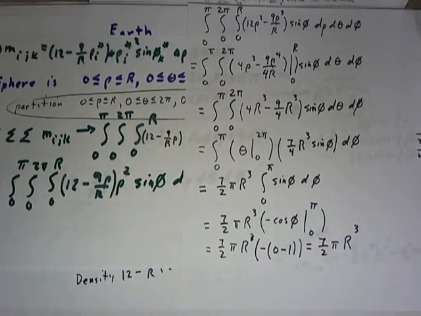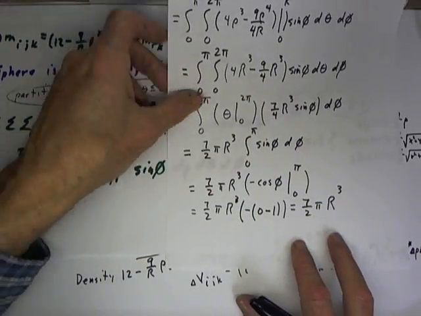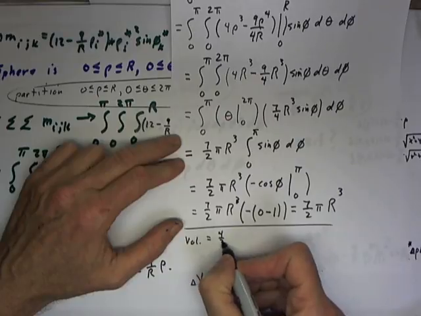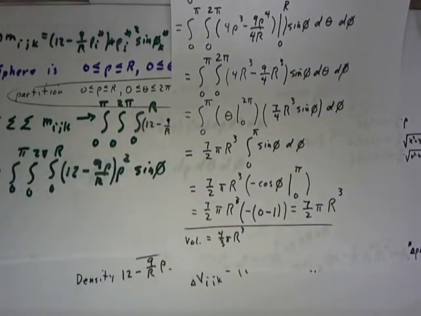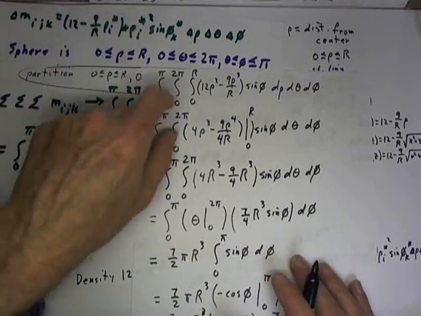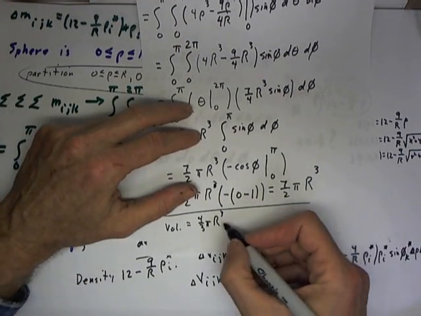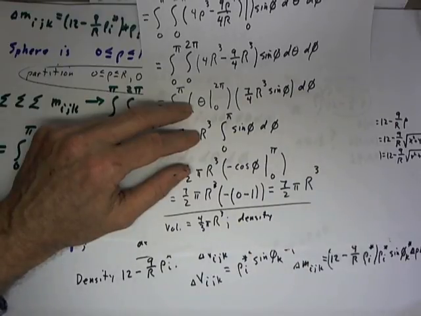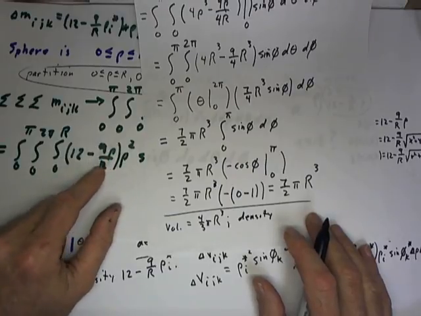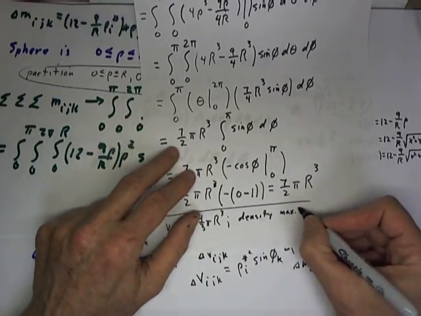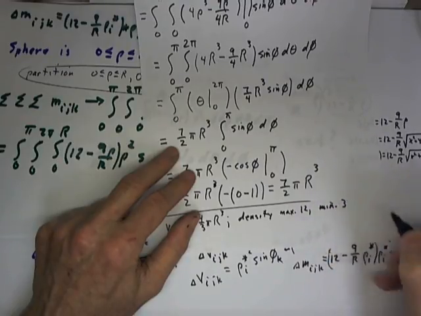I find this result bothersome because the volume of the Earth is 4/3 pi R cubed, something we could have easily obtained with an integral of this nature, just by integrating rho squared sine phi d rho d theta d phi over the same limits. We would have gotten the volume. And the density is 12 minus 9 rho over R. When rho equals R, that's 12 minus 9, that's 3. Maximum density is 12, minimum is 3.